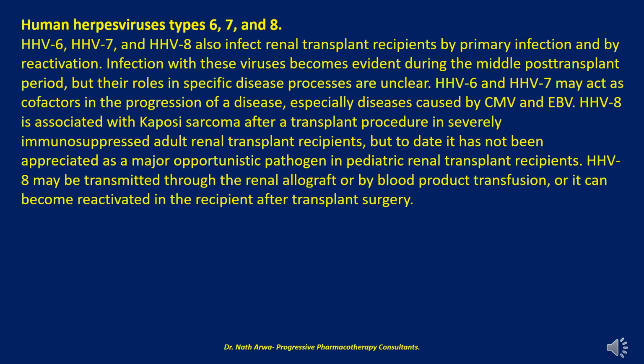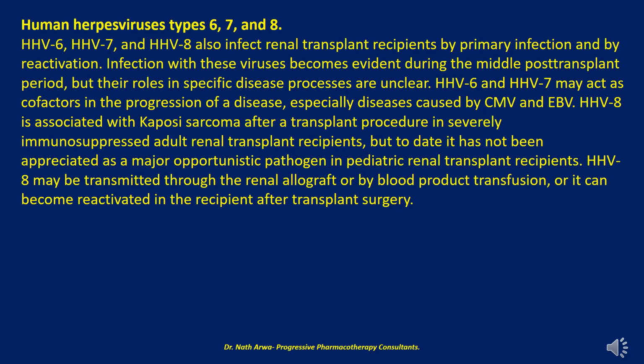We will now focus on human herpes viruses type 6, 7, and 8. Human herpes viruses types 6, 7, and 8, abbreviated as HHV6, HHV7, and HHV8, also infect renal transplant recipients by primary infection and by reactivation. Infection with these viruses becomes evident during the middle post-transplant period, but their roles in specific disease processes are unclear.